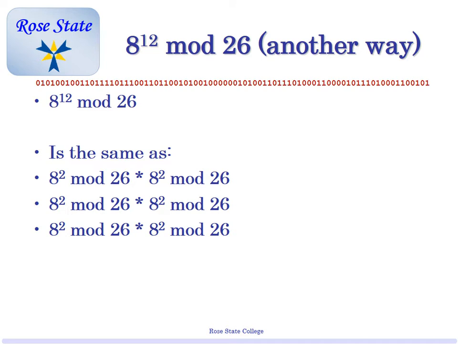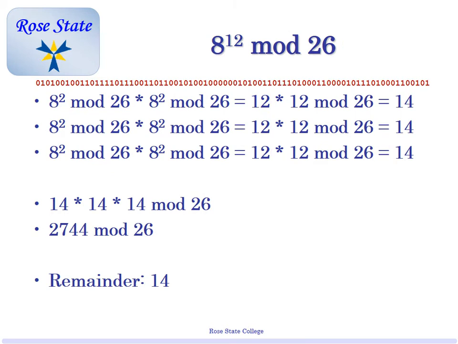Okay. So basically, 8 to the 12th power mod 26 is the same as 8 squared mod 26 times 8 squared mod 26, so on and so forth. So 8 squared mod 26 times 8 squared mod 26 is 12 times 12 mod 26. So 8 squared mod 26 is 12. Okay? So you end up with 12 times 12 mod 26 gives you 14. Then 14 times 14 times 14 mod 26 is a much smaller number, and you get the result. This does work every time. Everybody understand how I did that?